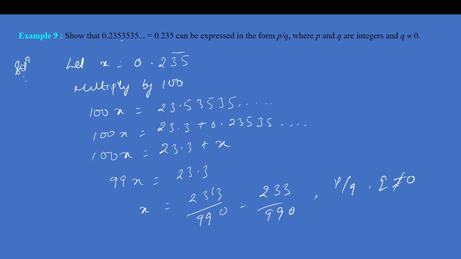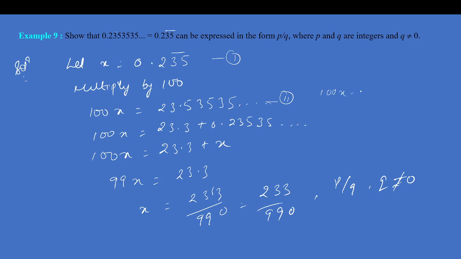Now 0.2353535. Here 0.2 is not repeating. After that, 35353535 is repeating, so it will be 0.235 bar. Again, since two digits are repeating, we will multiply. This is the first equation, and this will be our second equation. Multiply by 100. Now again subtract.